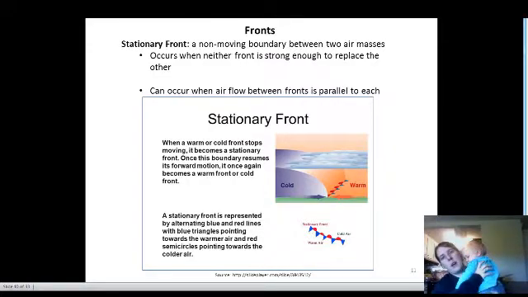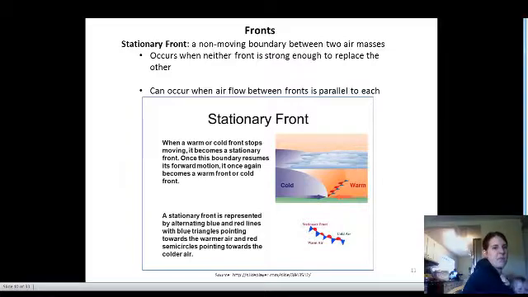This is a non-moving boundary between two air masses, and this occurs when neither is strong enough to replace the other. I'm going to pause this video again. Sorry, guys.